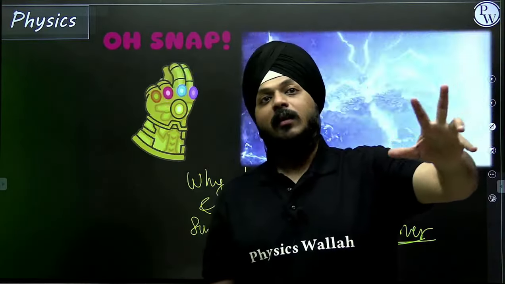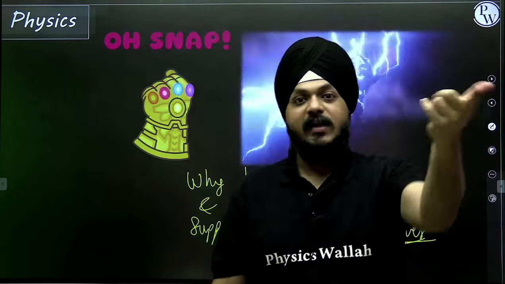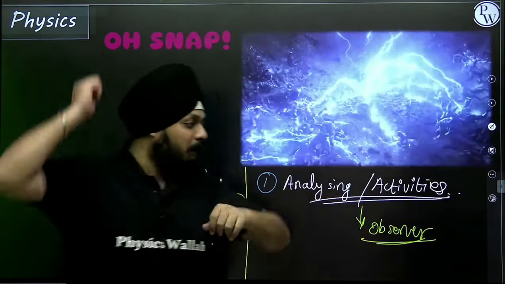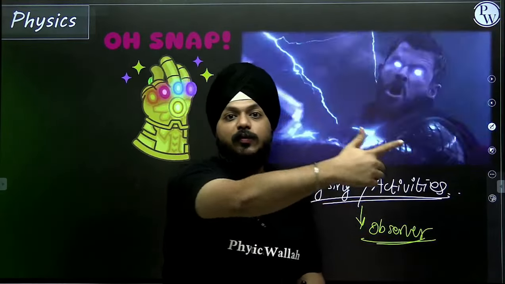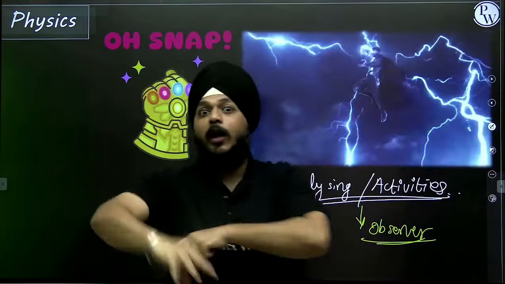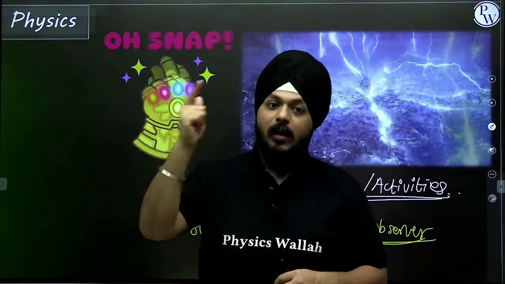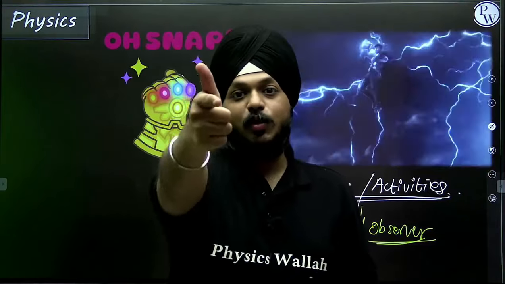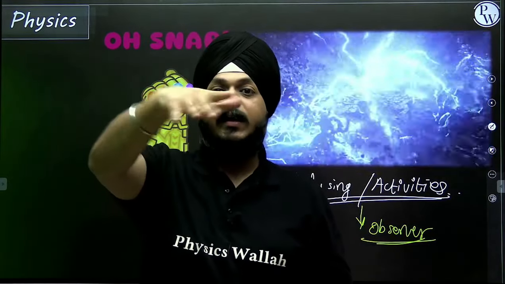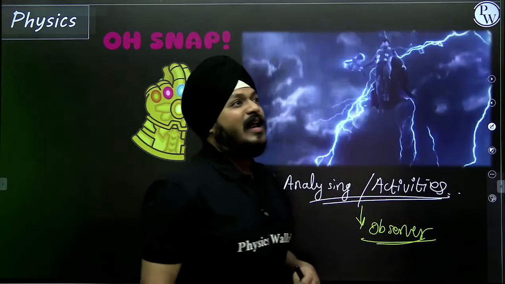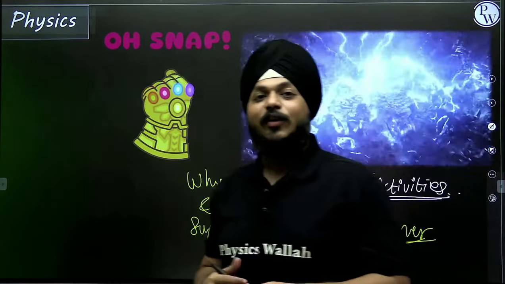Suppose the apple fell. Let us take the same example we imagined before. Snap. Half of the universe. Why is half of the universe disappearing? Logic behind it. Why? Because Thanos snapped. That is the reason. Who is observing? You are the observer. Who is finding the logic behind the activities going on in your surroundings? You are the person.